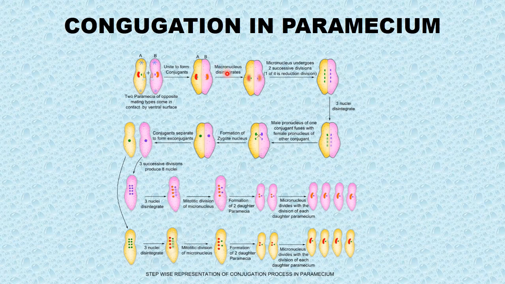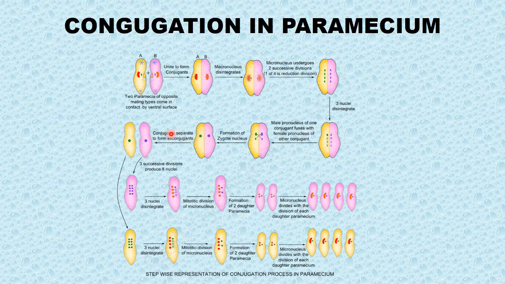Now, what happens next is that their micronucleus disintegrates. The micronucleus undergoes two subdivisions, one of which is a reduction division. Now, as you can see right here, three nuclei disintegrate and the macronucleus of one of the conjugates fuses with the pronucleus of another conjugate, as you can see in this picture, which will lead to the formation of zygote nucleus that you can see here.